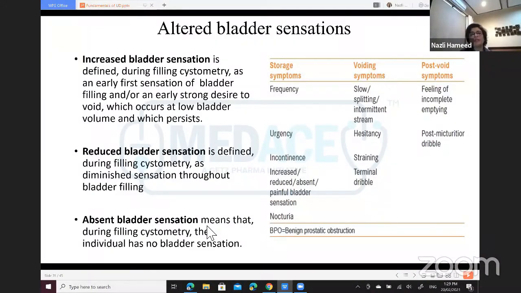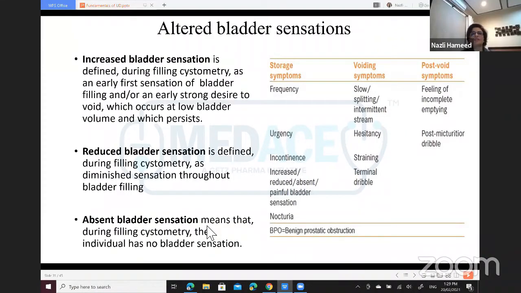Then there can be altered bladder sensations. Like I said initially, patients can be excessively responsive to these sensations. Increased bladder sensation is defined as a very early first sensation of bladder filling, or a very strong desire to pass urine, which occurs at very low bladder volumes, lower than the ones I just mentioned, keeping in view their plus minus ranges as well.